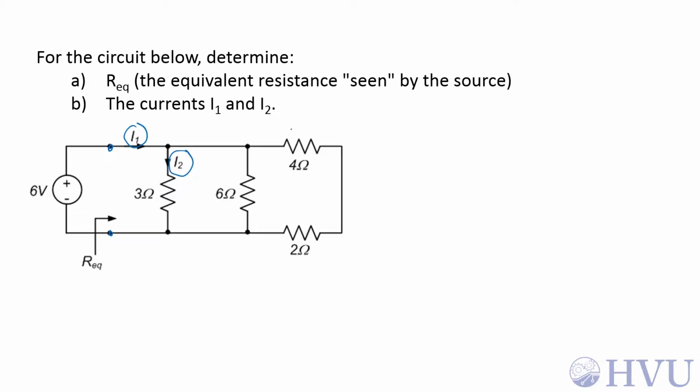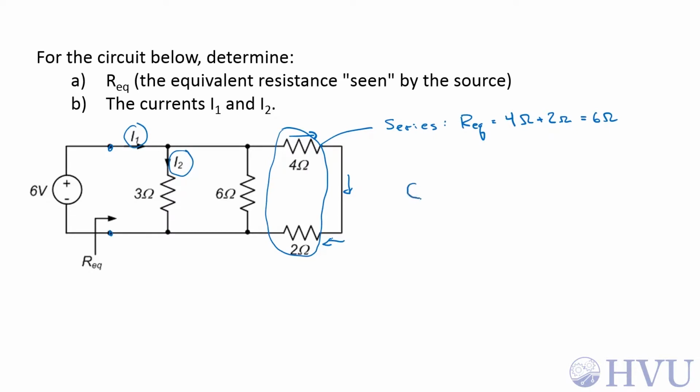If I look at this 4 ohm and 2 ohm set of resistors, any current going through this resistor is going to come down and also go through this. They're in series, so I can add the resistances together to get an equivalent resistance, 6 ohms.